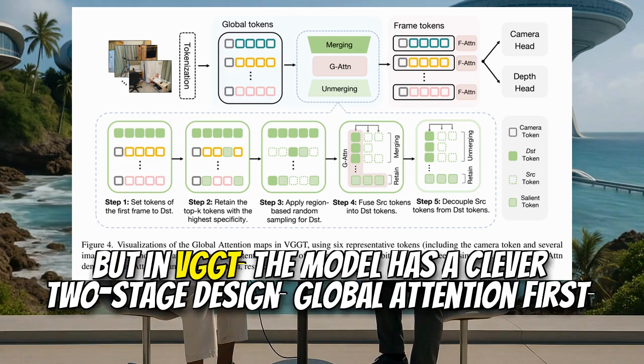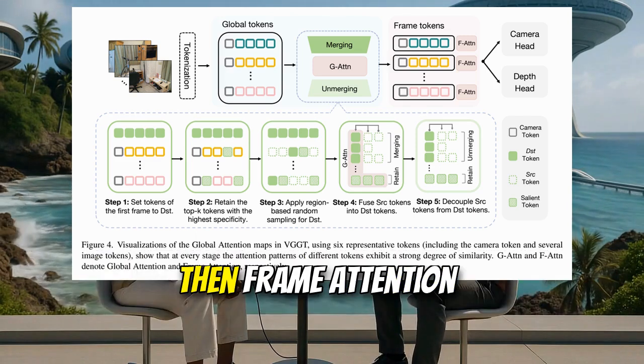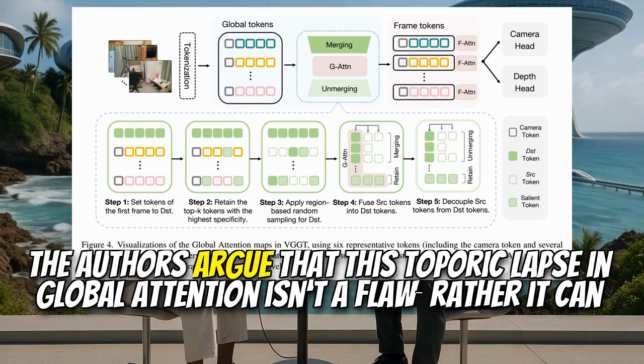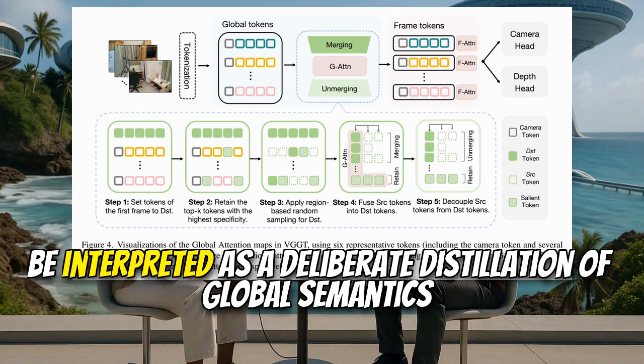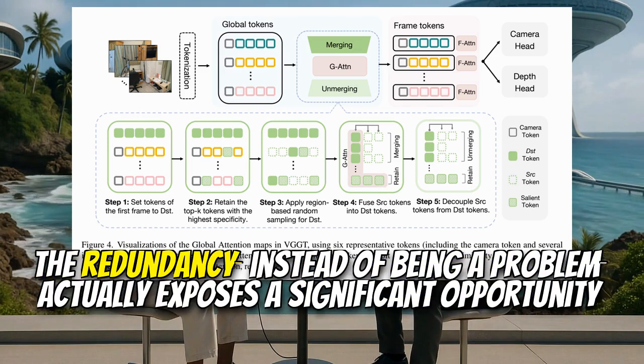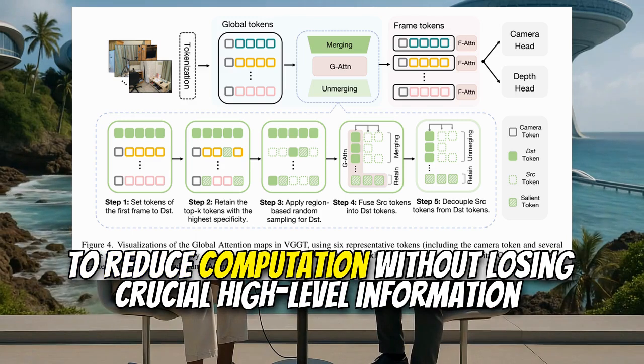But in VGGT, the model has a clever two-stage design. Global attention first, then frame attention. The authors argue that this token collapse in global attention isn't a flaw, rather it can be interpreted as a deliberate distillation of global semantics. The redundancy, instead of being a problem, actually exposes a significant opportunity to reduce computation without losing crucial high-level information.